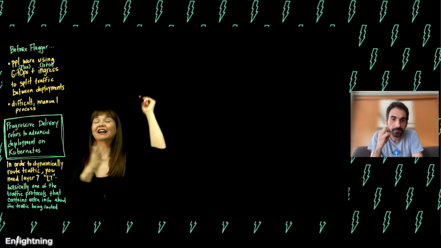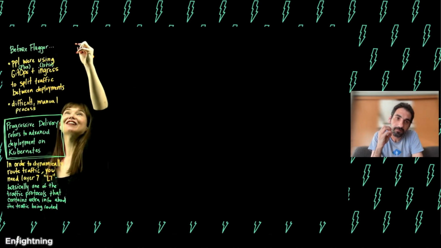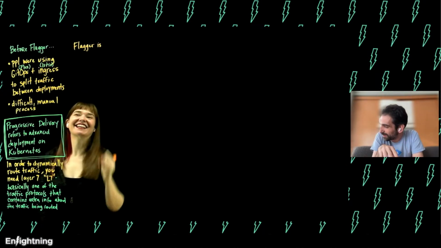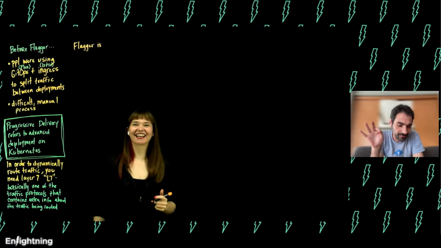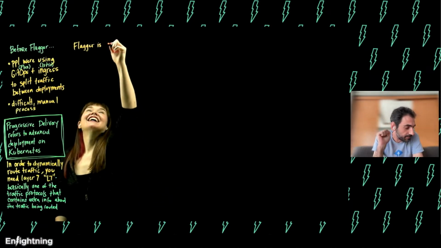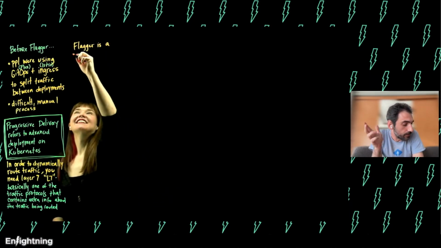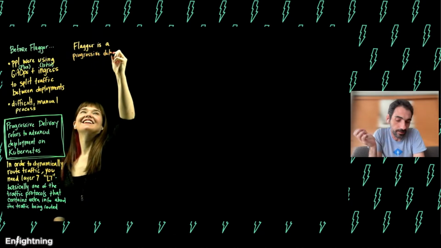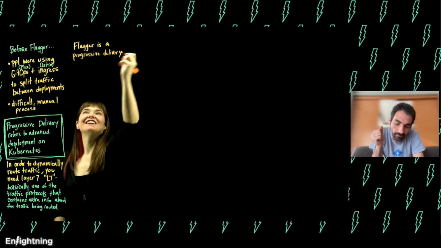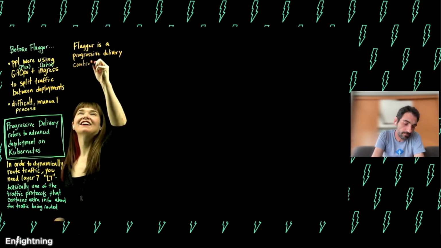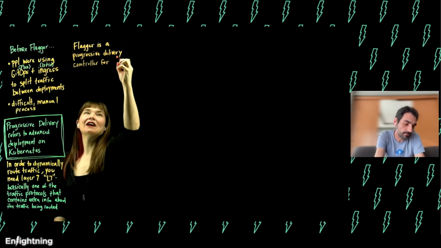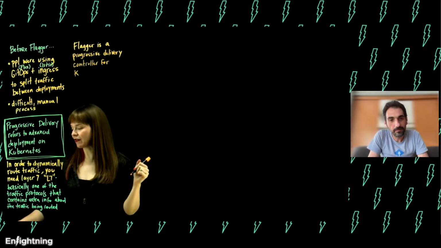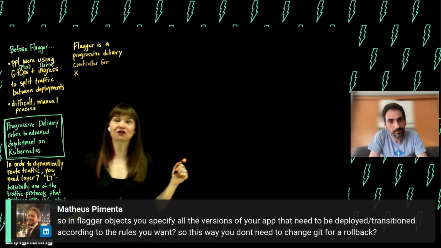So let's say, Flagger is... I'm defining Flagger now that people understand what progressive delivery is, as a progressive delivery controller for Kubernetes. But I would also say that Flagger is a deployment orchestrator. So that brings us right back around to Matthias's question about orchestrating different versions of your application.